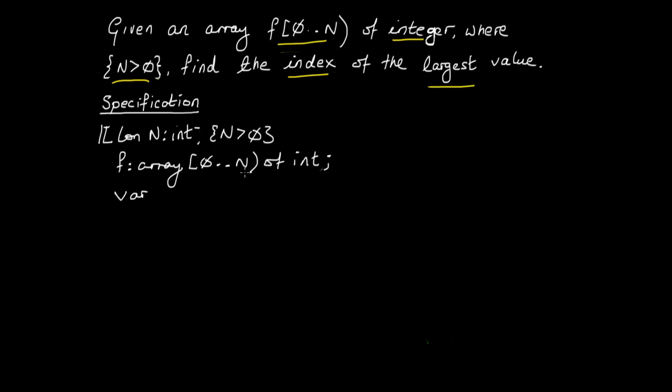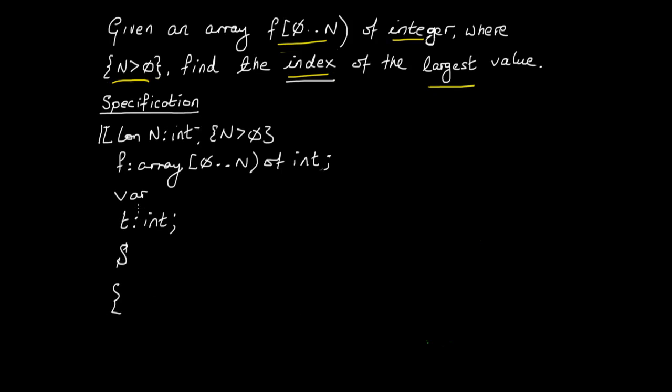Next, we'll need some variables. So what variables do we need? Well, we're trying to find the index of the largest value. And an index is a number, so we'll need some kind of variable that gives us an index or a number. So I'm going to introduce t, and that's going to be of type int. Then we'll have the label s, which represents our program, and we'll have to write down our post condition.